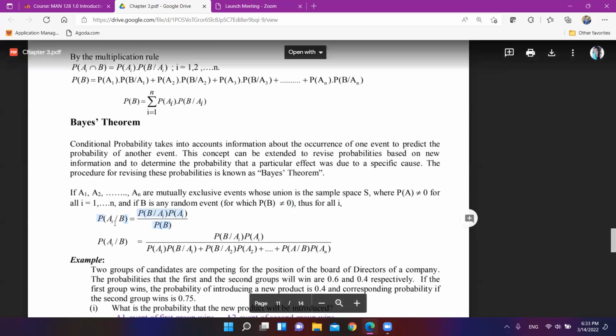Probability is defined between 0 and 1. It cannot be infinity, right, from dividing by zero. So it is a condition. This cannot be zero. Thus for all i, this thing can be expressed.